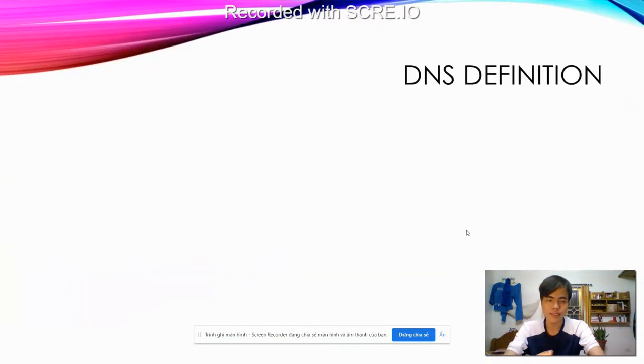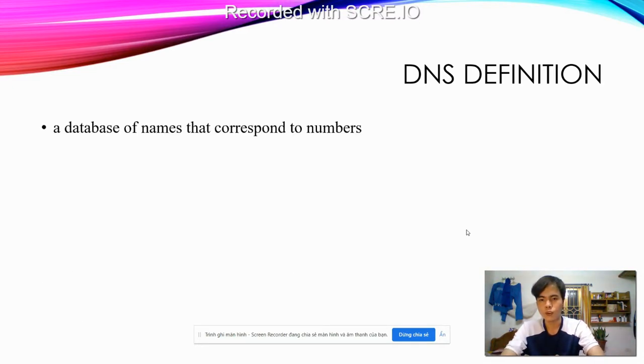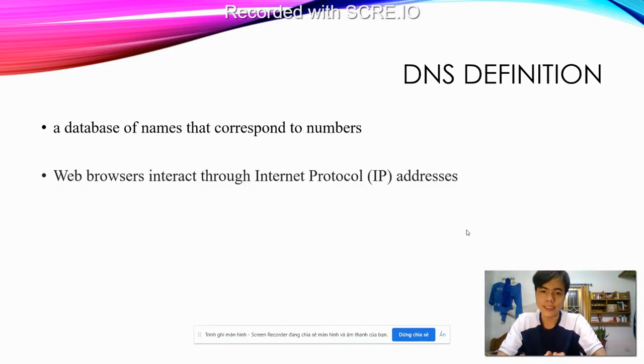First one, DNS definition. A database of names that correspond to numbers. Why only numbers, not letters? Because computers only understand names that are written by numbers, especially in DNS as a method that relates to networks and websites. Web browsers interact through Internet Protocol, as IP addresses.